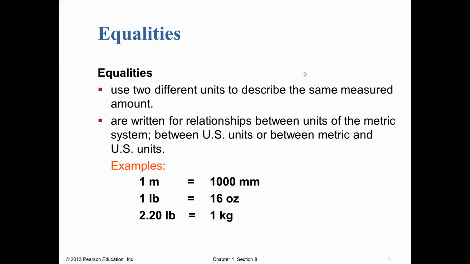Conversion factors are derived from equalities. Equalities describe the relationship between two different units. 1 meter, for example, equals exactly 1,000 millimeters. These are both within the same measurement system. Or we can compare between two different measurement systems. For example, 2.20 pounds, pounds are the US system, equals approximately 1 kilogram. And this is in the metric system.